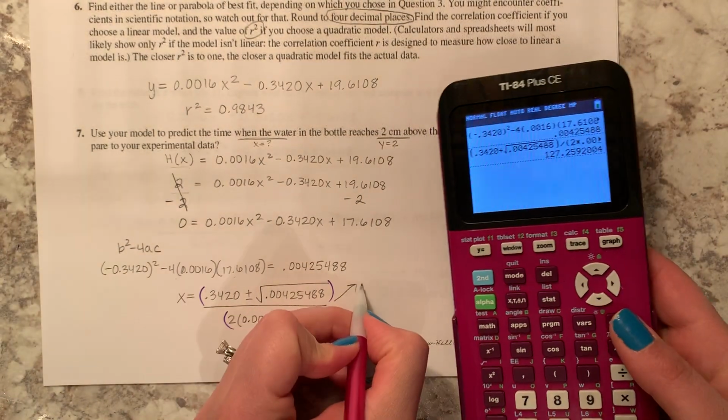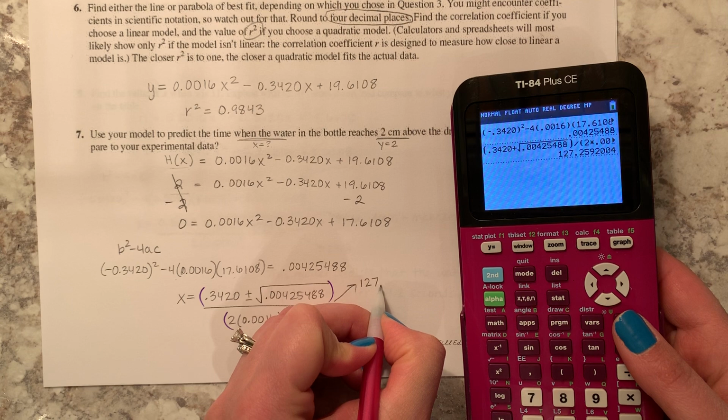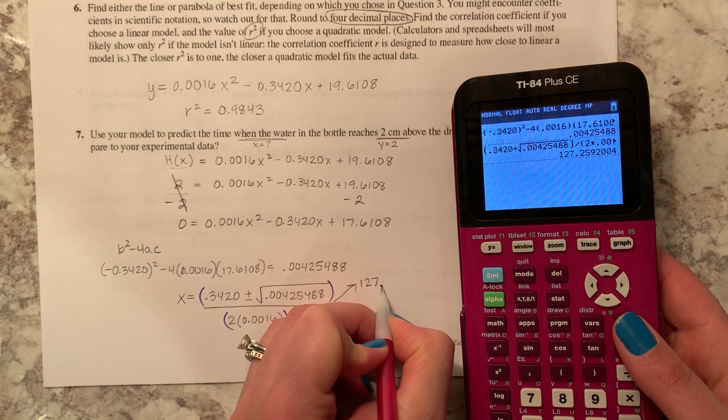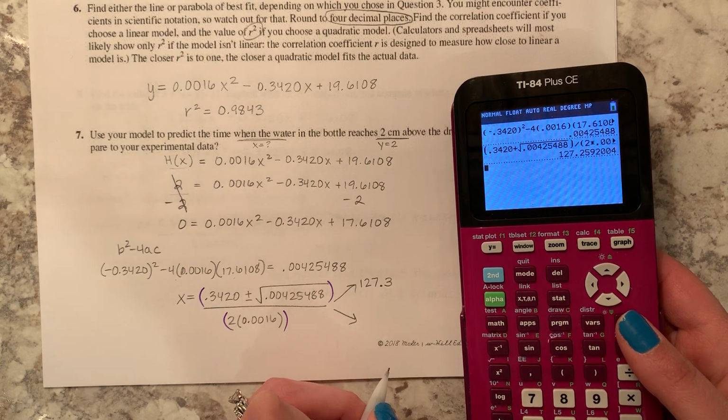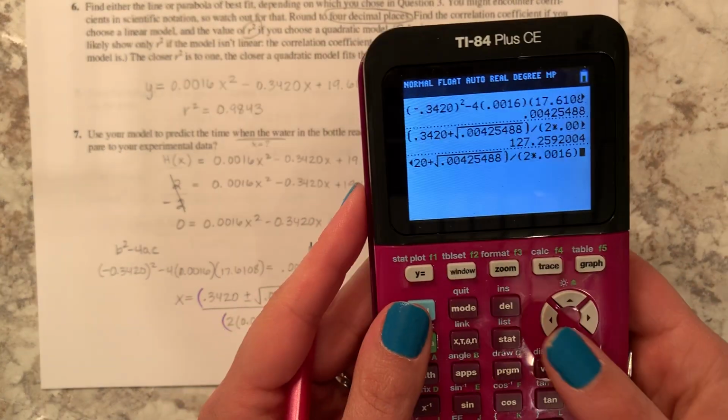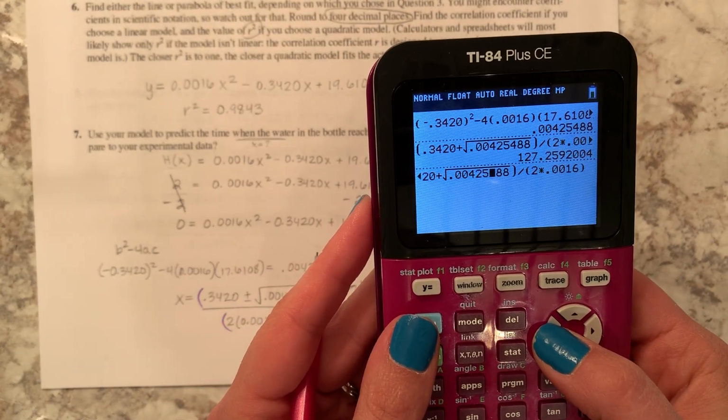All right, so one of my answers is 127 point, let's see, what do I want to round to? We'll just do to the nearest tenth, so 0.3. And then we want to go back and change the plus to a minus.